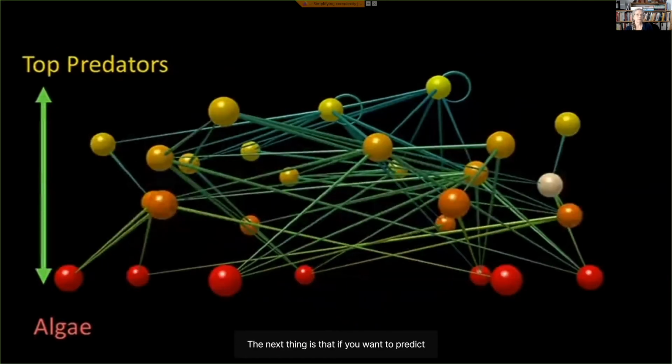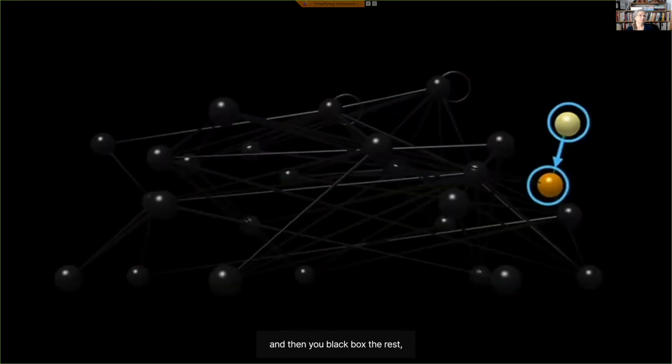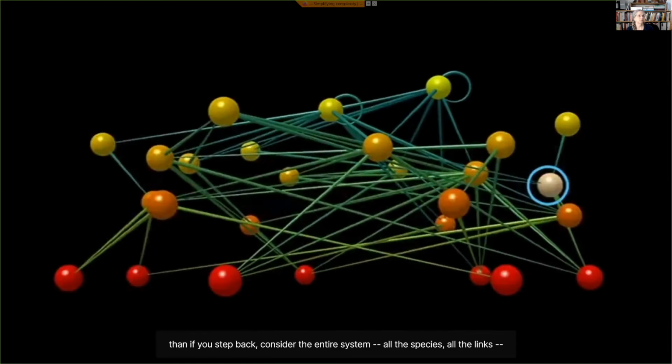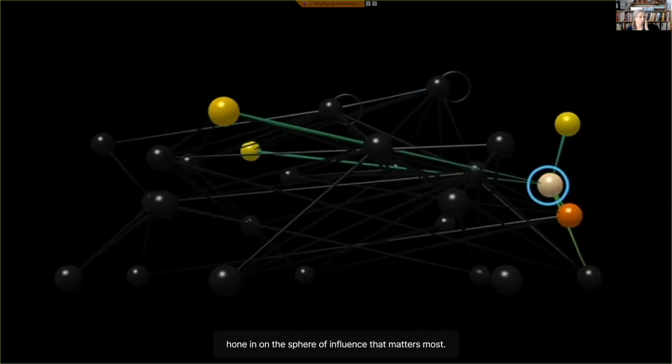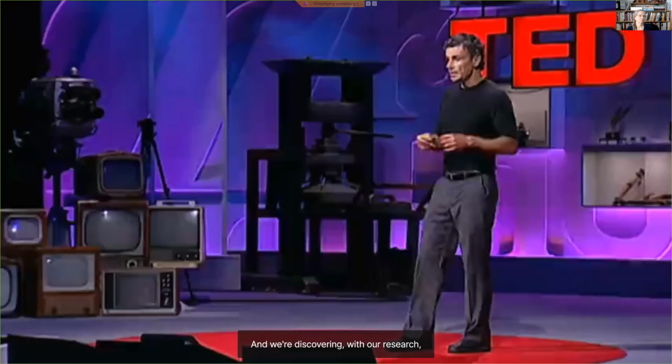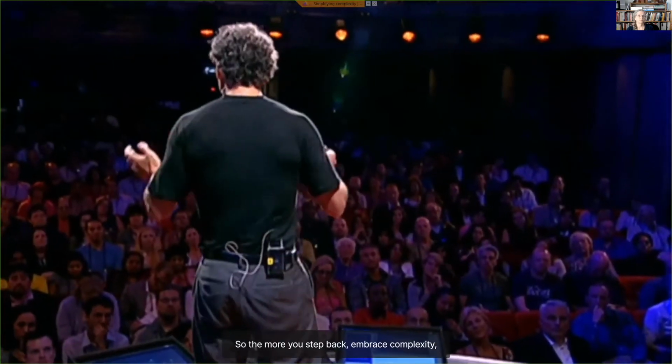The next thing is that if you want to predict the effect of one species on another, if you focus on only that link and then you black box the rest, it's actually less predictable than if you step back, consider the entire system, all the species, all the links, and from that place, hone in on the sphere of influence that matters most. And we're discovering with our research that's often very local to the node you care about, within 1 or 2 degrees. So the more you step back, embrace complexity, the better chance you have of finding simple answers, and it's often different than the simple answer that you started with.